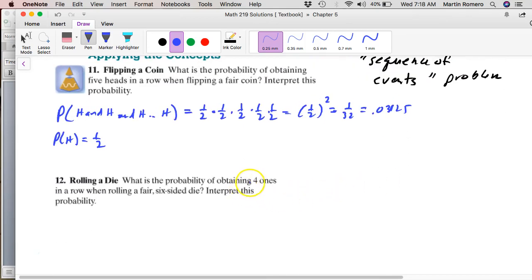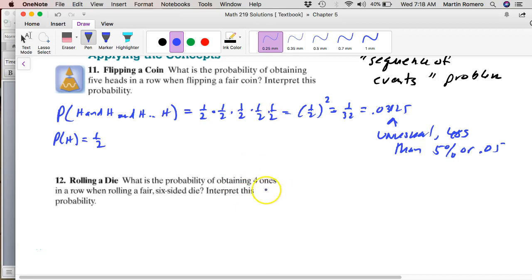What is the probability of obtaining 4 ones in a row when rolling a fair 6-sided die? Interpret this probability. This would be unusual because it's less than 5%. And so again, from our definition, something's unusual if it has a less than 5% chance of happening.